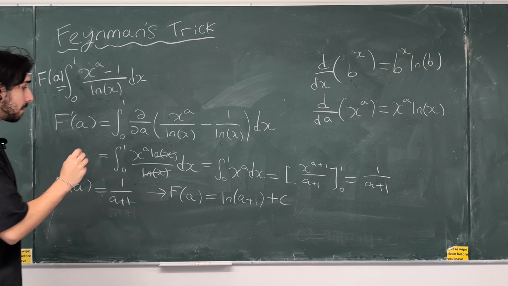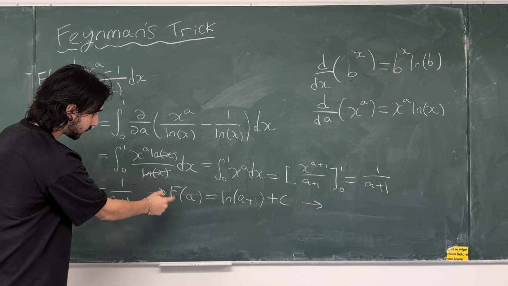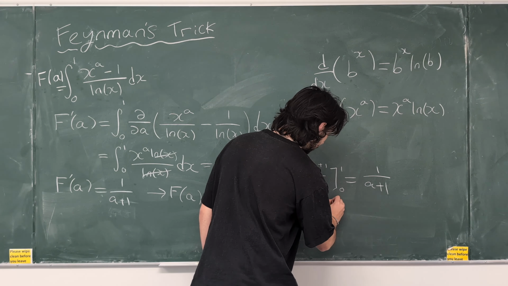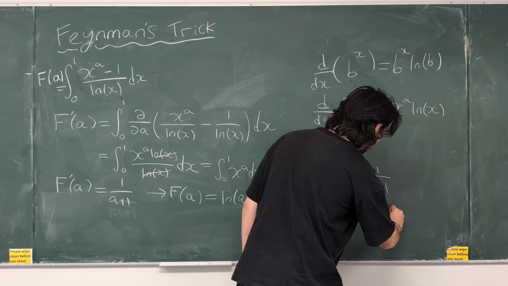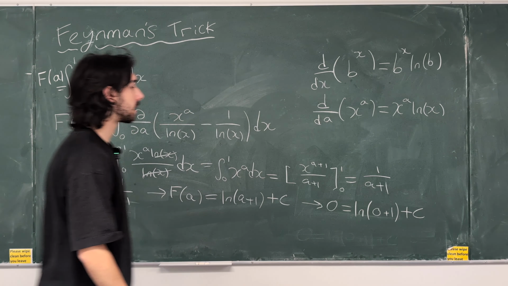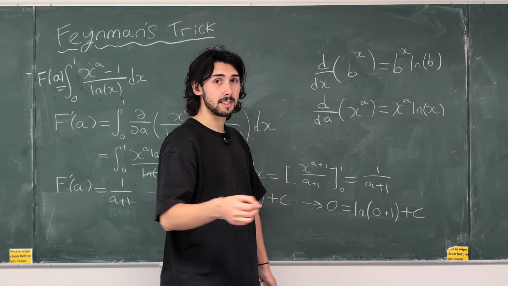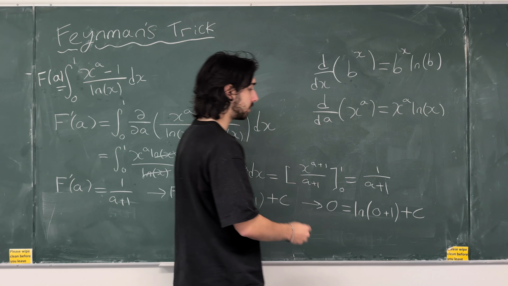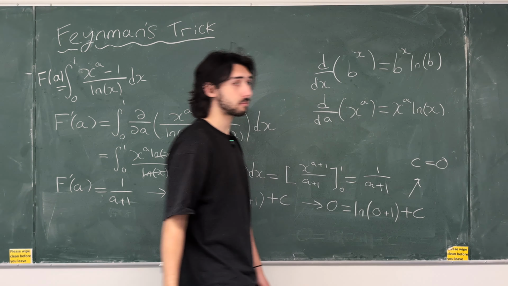Okay? That means f of 0, which is 0, tells us that 0 is equal to the natural log of 0 plus 1 plus c, just like that. Okay? And that lets us find what c is because we have that initial condition. Now we can see that the natural log of 1 is 0, so c is 0. So I'm just going to write this up here. C is 0 in this question.